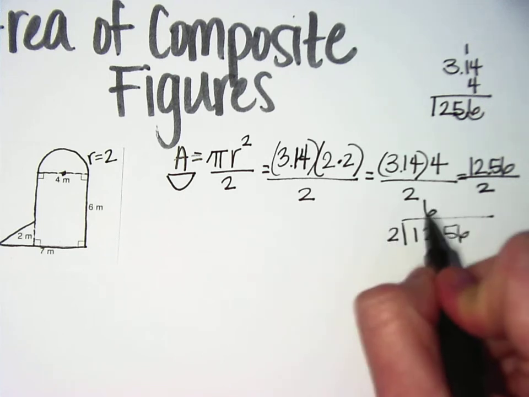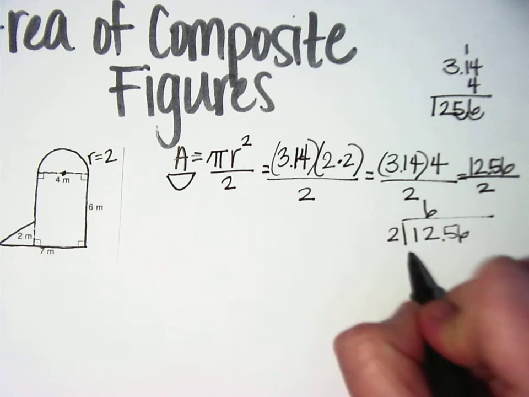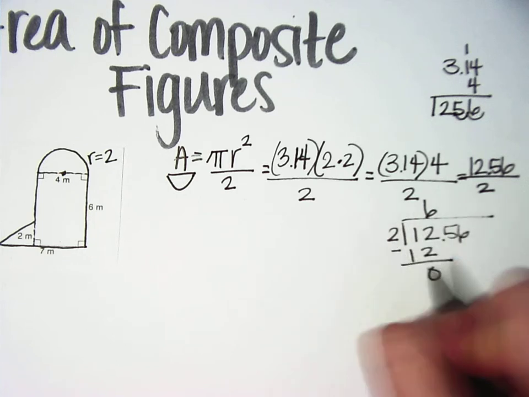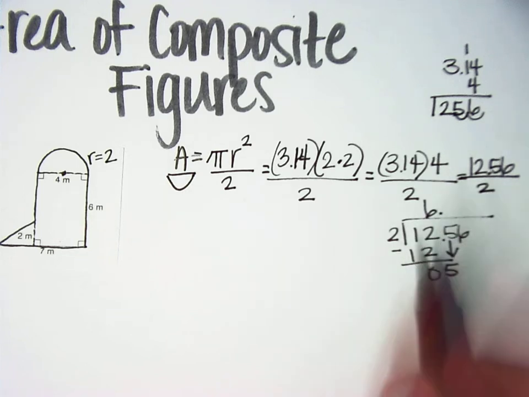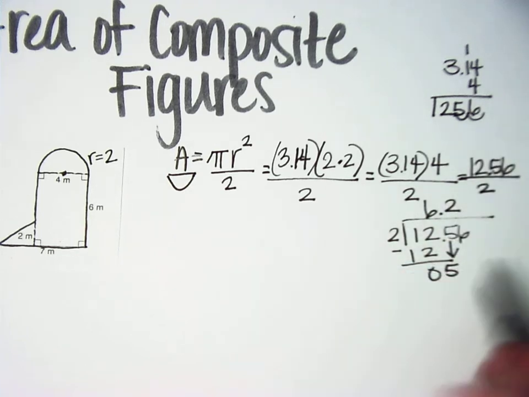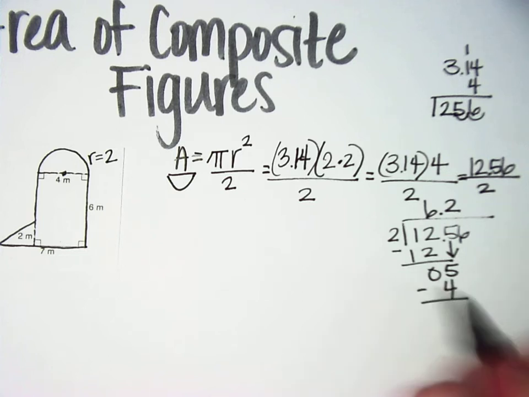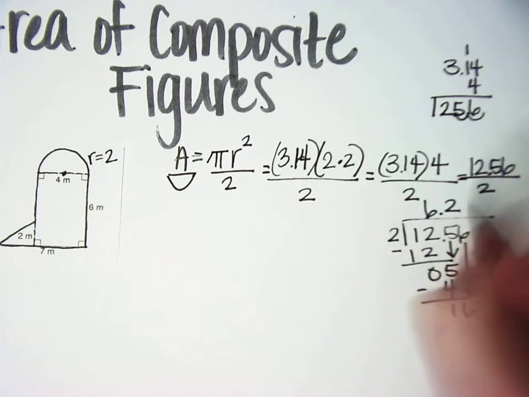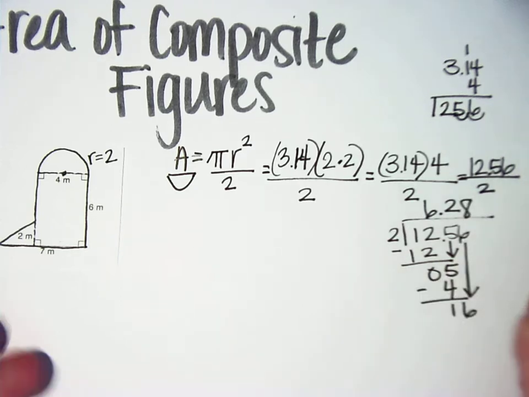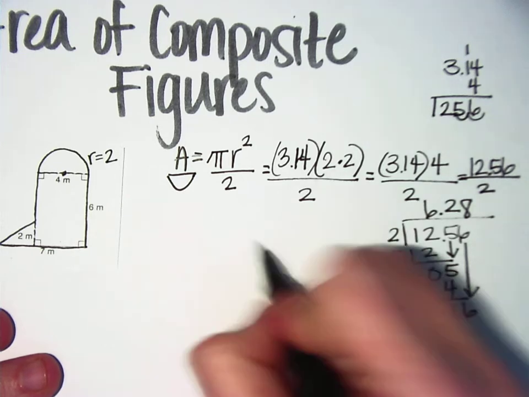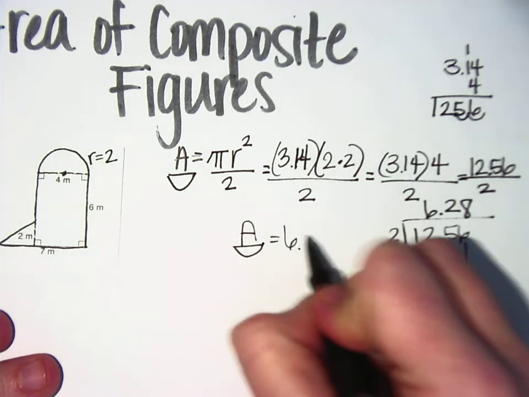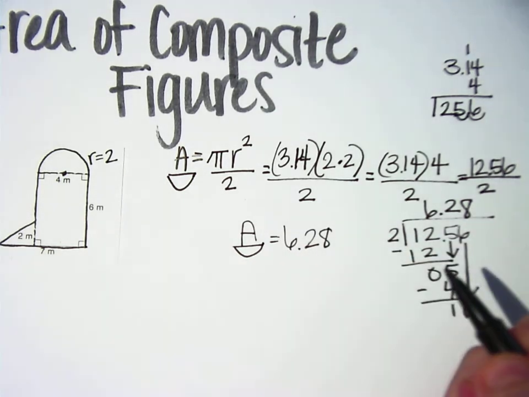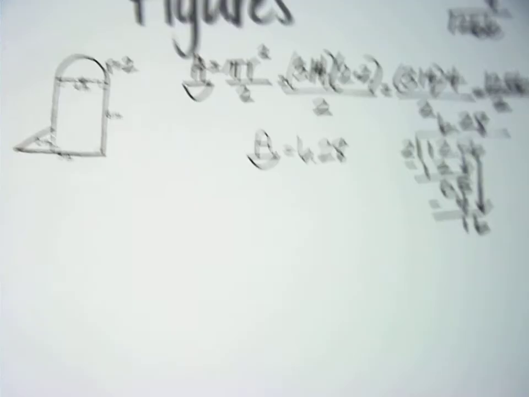2 goes into 12 6 times. 6 times 2 is 12. Bring down my 5. 2 goes into 5 2 times. 2 times 2 is 4. 5 minus 4 is 1. Bring down the 6. And 2 goes into 16 8 times. So now if we look here, we can tell that we are done. The area of our semicircle is 6.28. I'm going to move this up a little bit.